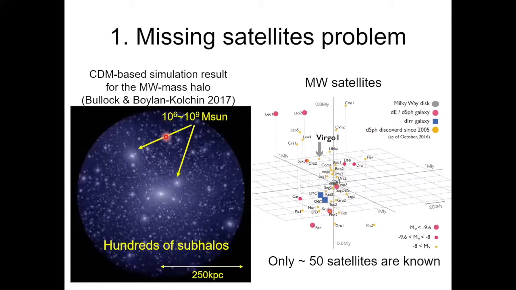But on the other hand, until a few years ago, only 20 or 25 Milky Way satellites were known. After that, several surveys were made, as I will show later. But still only 50 satellites are known. So there's a mismatch between the number of subhalos and the number of luminous satellites.